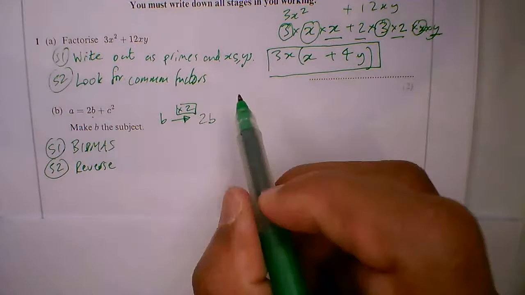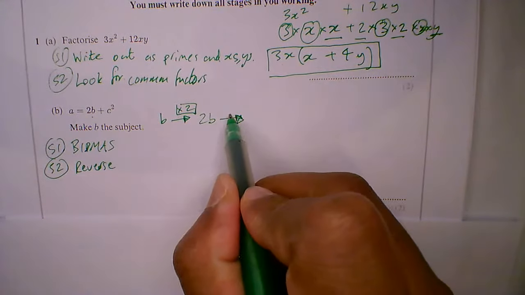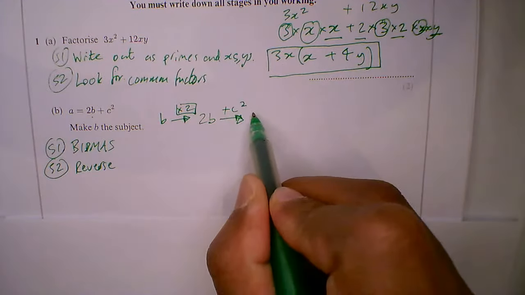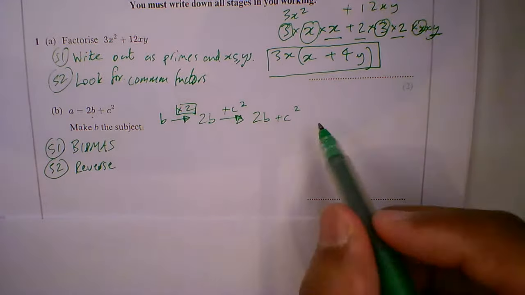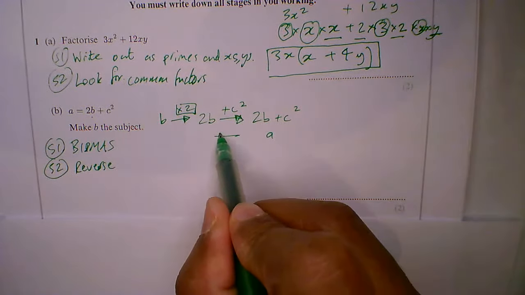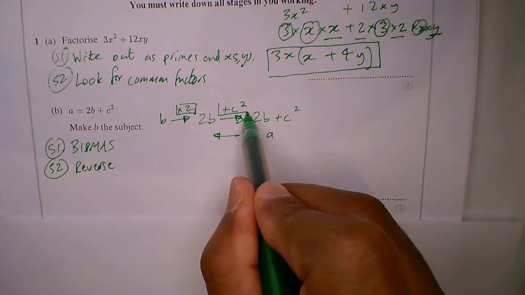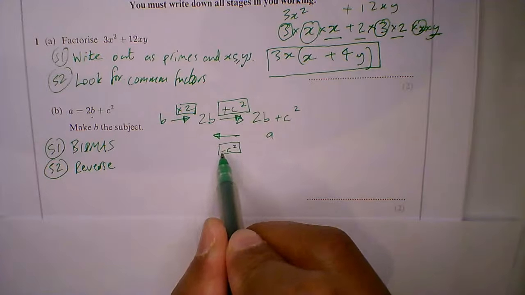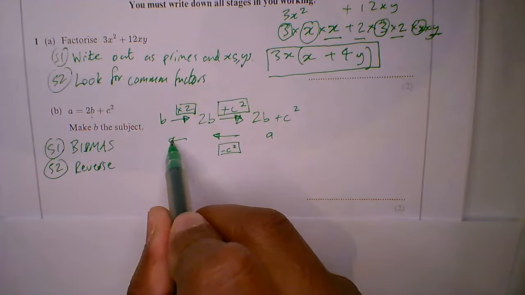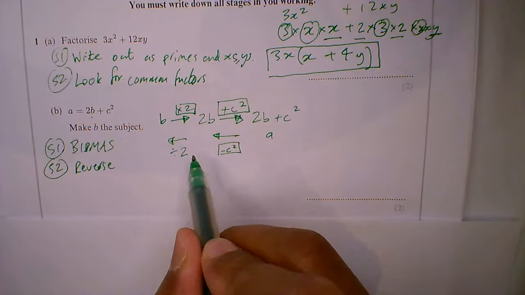Then I'm adding c squared. That gives me 2b plus c squared, and that gives me a. When I'm going backwards, I'm doing opposites. So the opposite of plus c squared is going to be minus c squared. And then the opposite of times by 2 will be divide by 2.